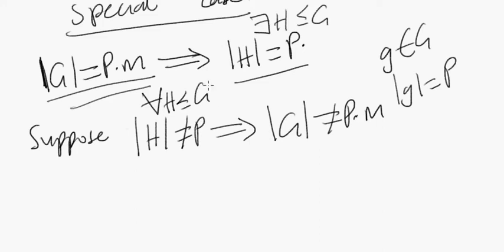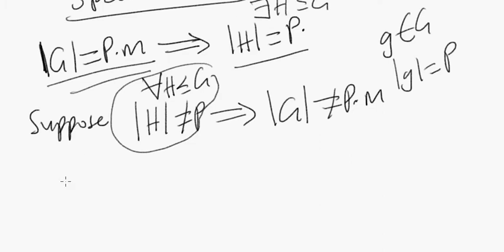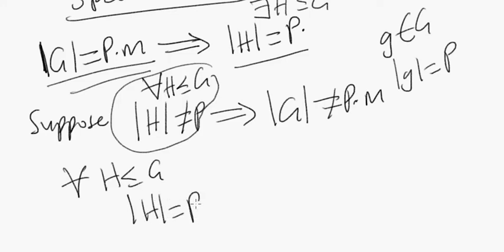So let's try this. For all H, subgroup of G, we're saying that the order of H does not equal p. Okay? And we somehow from there want to conclude that the order of G does not equal p times m. So our key question becomes, how do we show that a group does not have a given order?